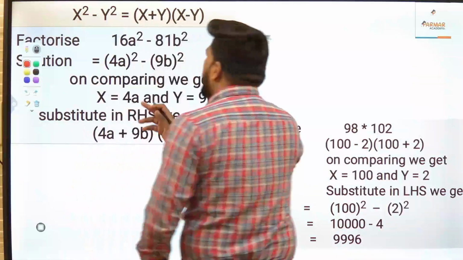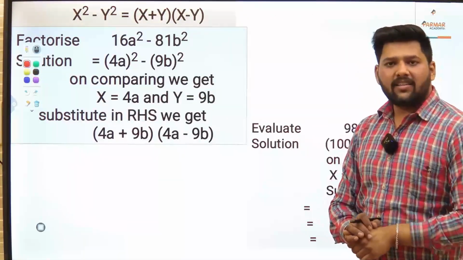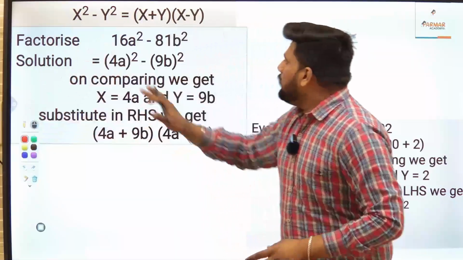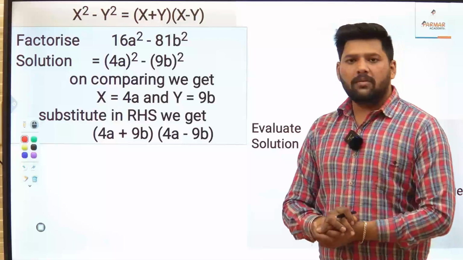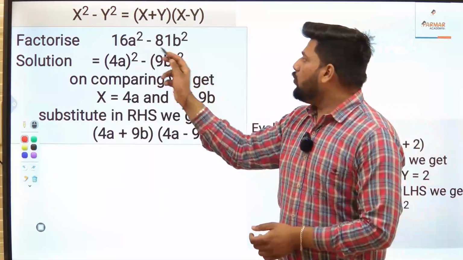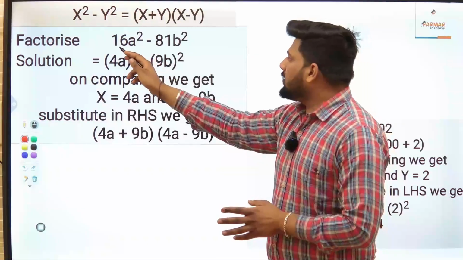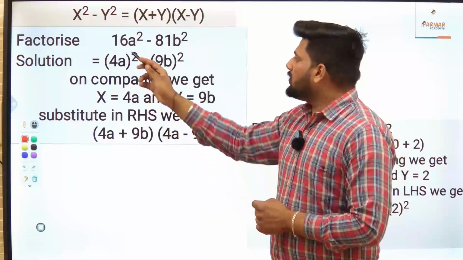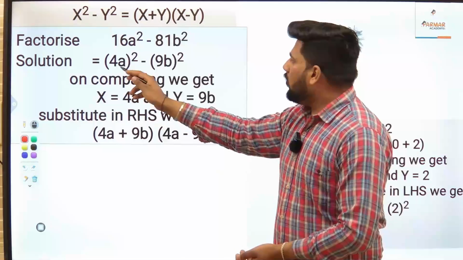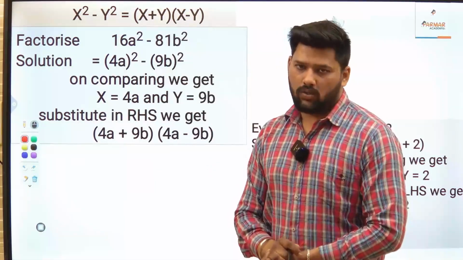And the next identity is x square minus y square is equal to x plus y into x minus y. Very favorable identity of the students. So factorize 16a square minus 81b square. First of all we have to write both the terms as complete squares. So we know that 16 is the complete square of 4. So 16a square is the complete square of 4a, that is 4a whole square. And similarly 81b square is written as 9b whole square.